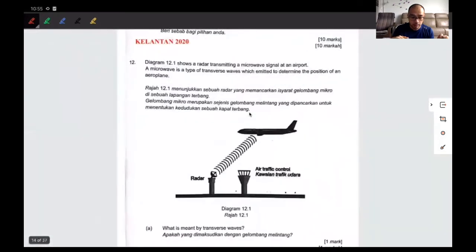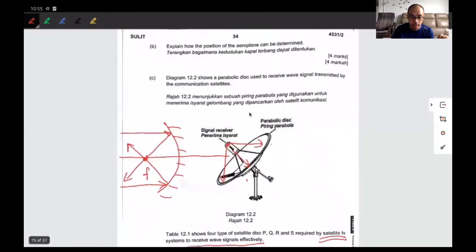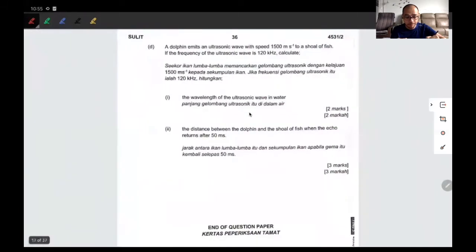Let me see. What is meant by transverse waves? Explain how the position of the aeroplane can be determined. This one, the answer is actually in the black book, so please refer to the black book to answer this. I think the last one is this one.